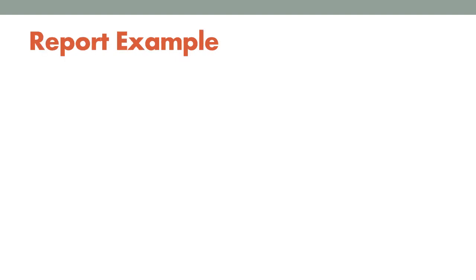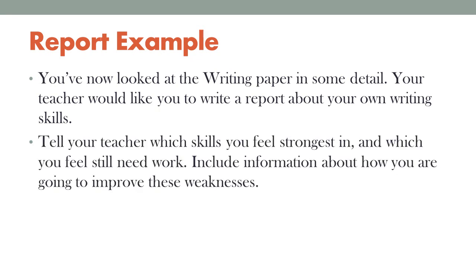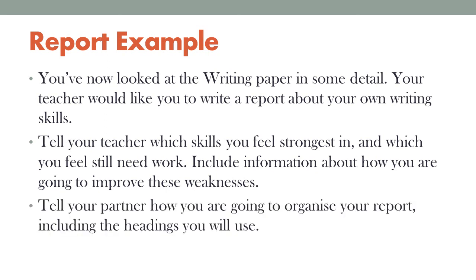So let's have a look at an example ourselves. So you've now looked at the writing paper in some detail. Write a report about your own writing skills. Which skills do you feel that you are strongest in, and which do you think that you still need to work on? Detail these weaknesses and talk about how you're going to improve them. Then, if you've got a partner with you, somebody you can talk to, talk about how you're going to organise your report and include details of the headings you will use.